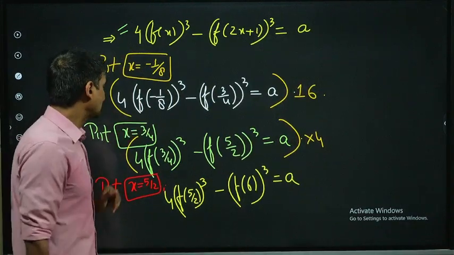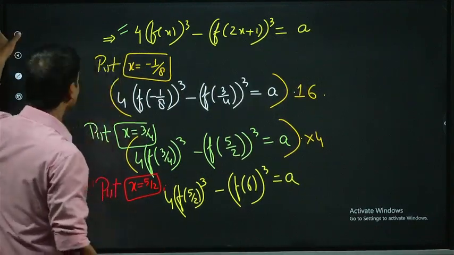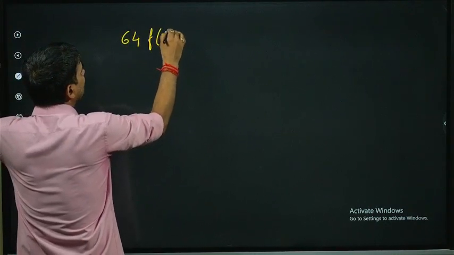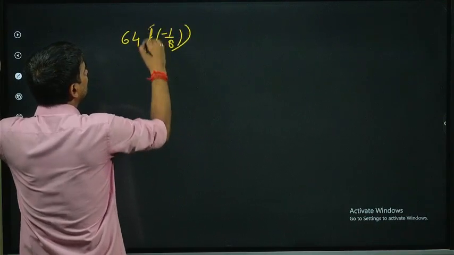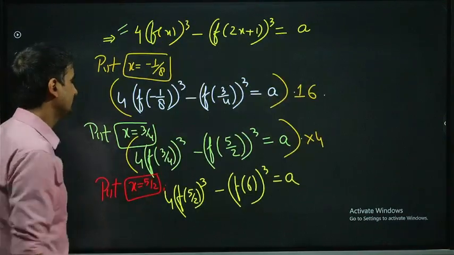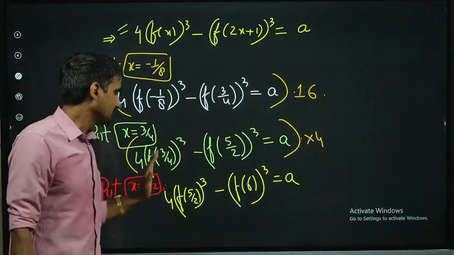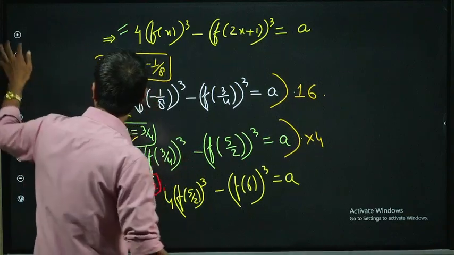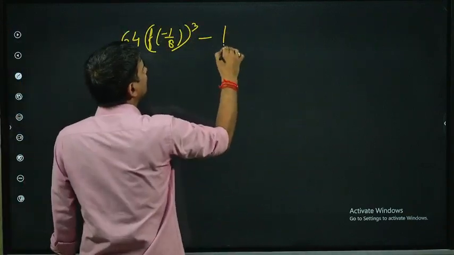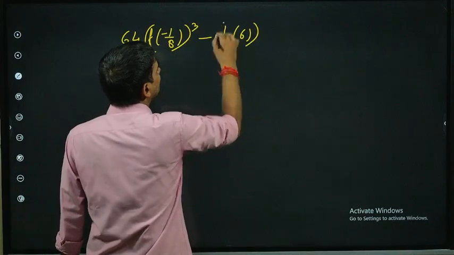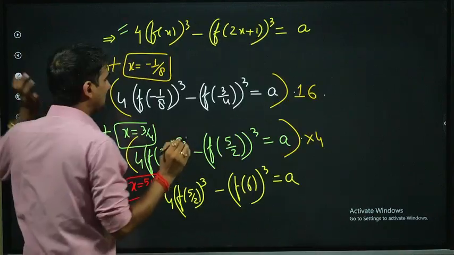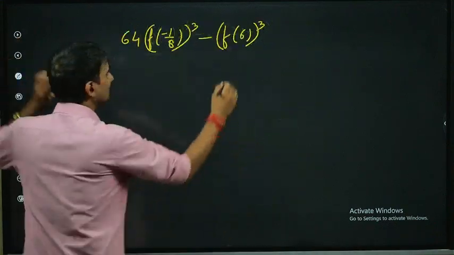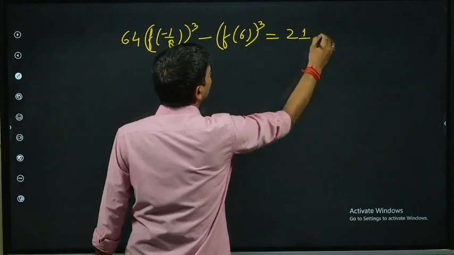So now when you do it, what do we get? So it's 64 and add them. f of (-1/8) whole cube. Okay. 16, 16, 4, 4, and then this is minus f of 6 whole cube. And what do we have in the RHS? 16, 20, 21a. So we have it equal to 21a.